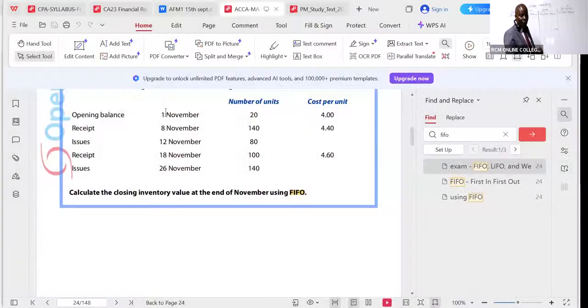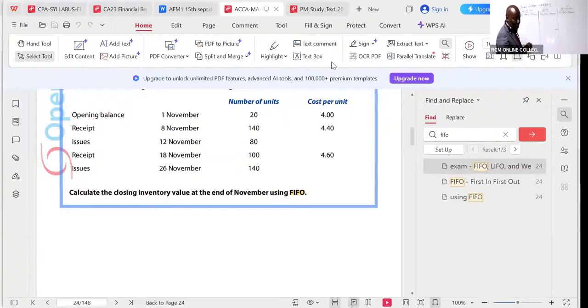So you can see the opening balance was on 1st November. So the first date here is 1st of November. So you write it here first. Don't write November again because November has been taken care of. So what happened on 1st November? We had an opening balance of 20 and each one of them was costing how much? 4.